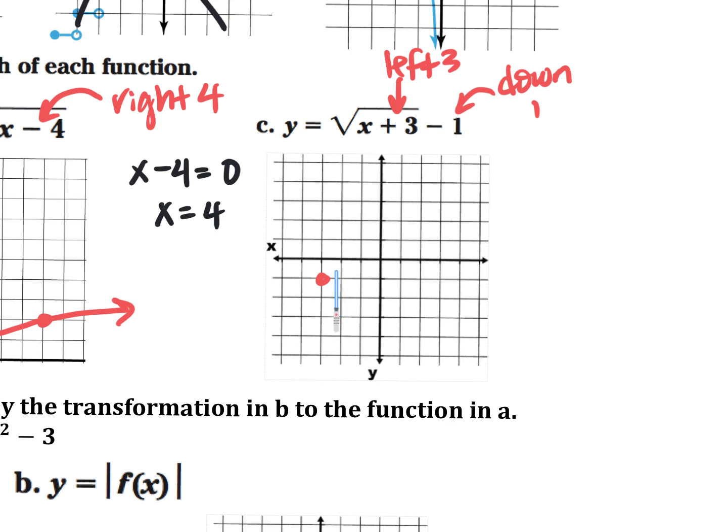Square root of 1? 1. I don't know what the square root of 2, 3 are, but I know that the square root of 4 is 2, and I could go up 2 there. And then I'm just going to draw my nice curve.